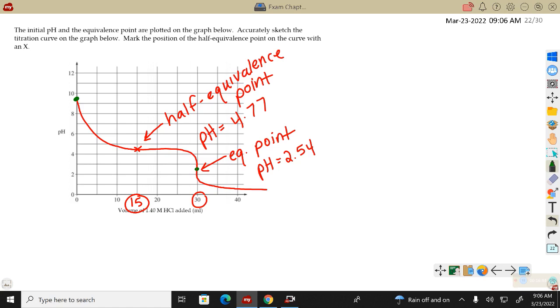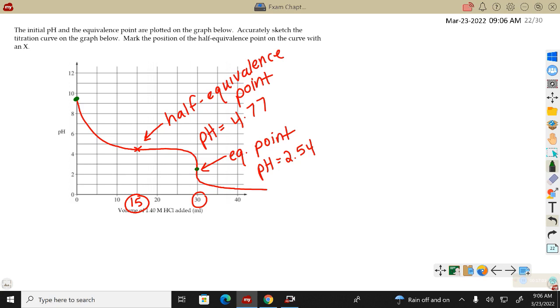As I add the HCl, the pH is going to start going down a little bit. And then there's that buffer region where the graph kind of flattens out a little bit. Maybe mine's a little bit extreme. And then it's going to drop dramatically around the equivalence point.